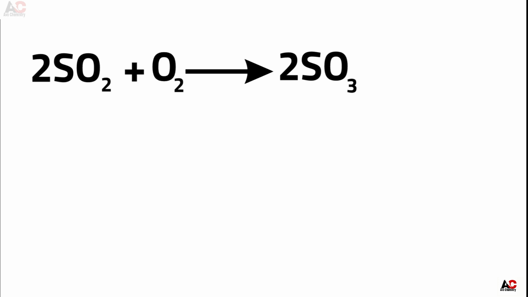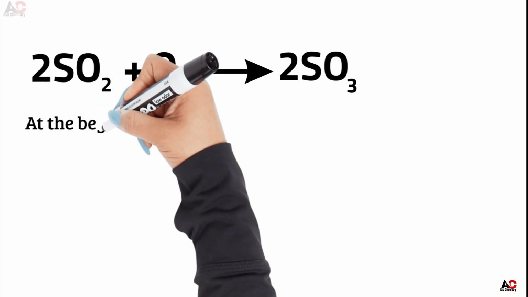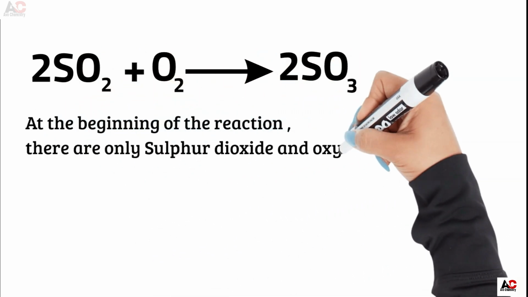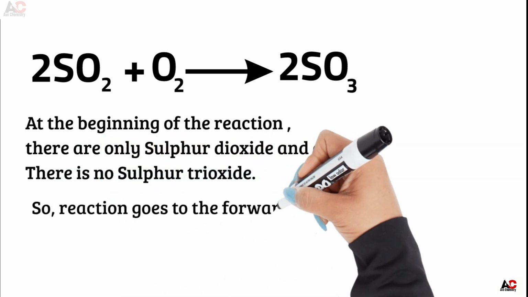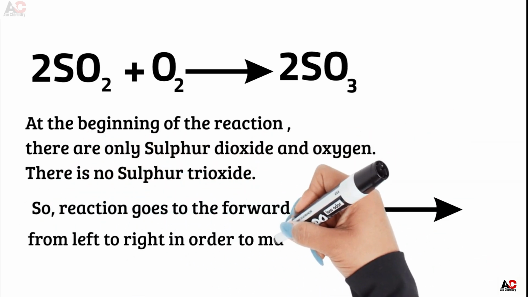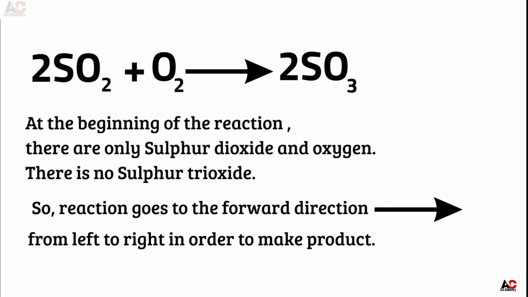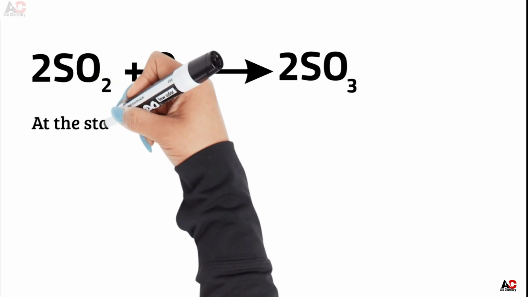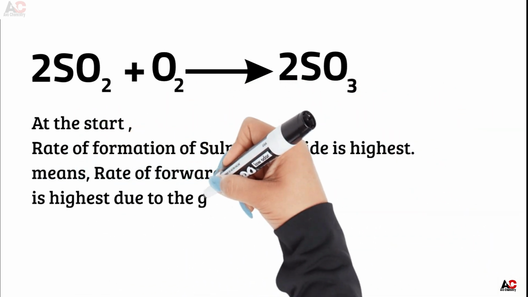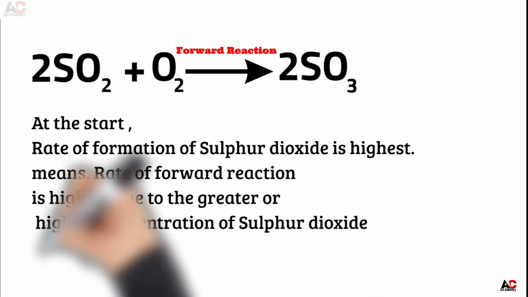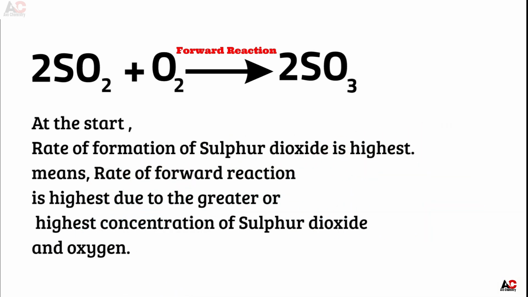But this reaction is not a complete reaction. It gives a reversible reaction. But how? Let's see. At the beginning of the reaction, we have only sulfur dioxide and oxygen. There is no SO3 at the start. So the reaction goes in the forward direction, from left to right, in order to make the product. At the start, or initially, the rate of formation of SO3 is highest, meaning the rate of forward reaction is highest due to the highest concentration of reactants SO2 and O2.